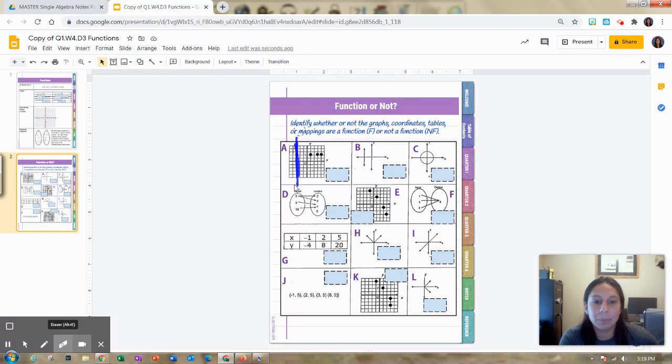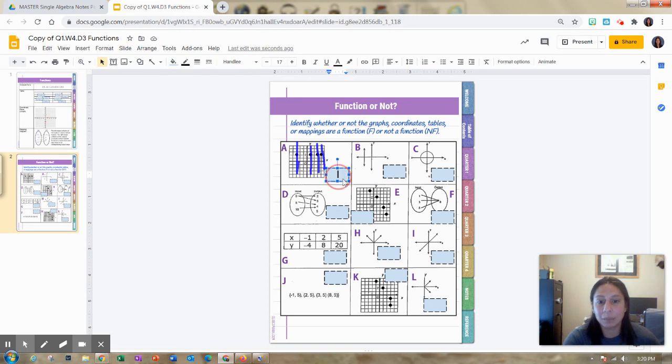Let me go ahead and redraw the line. When I draw a line vertically, it should only hit one dot. So every vertical line that you draw on your map can only hit one dot at a time in order to be a function. If it hits more than one dot, it is not a function. So here, whenever I went to draw my vertical lines, it only hit one dot at a time, so we call that a function. So I'm going to put F for function.